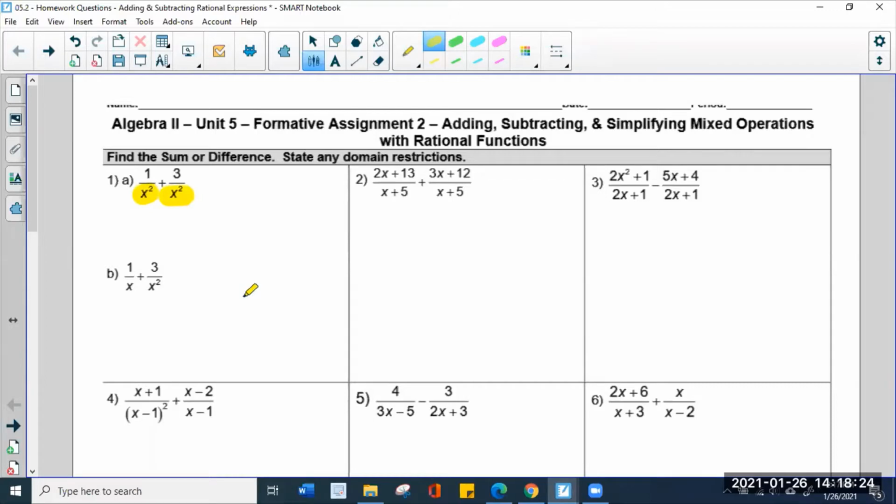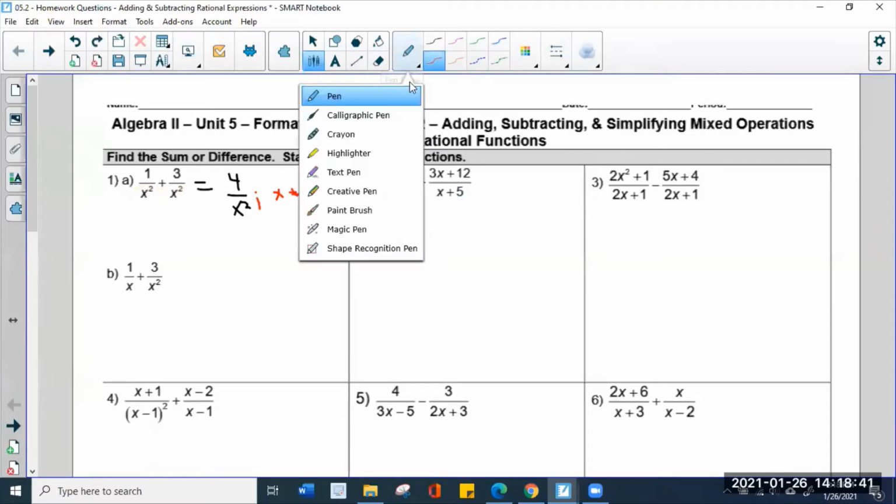So what do you do? You literally just add the numerators together. Like that's all you do. Like if you look at this problem and you're like, this problem seems really easy. It's just 4 over x squared. That is correct. That is the answer. Don't forget your domain restriction that x cannot equal 0. And that's how the entire first row is.